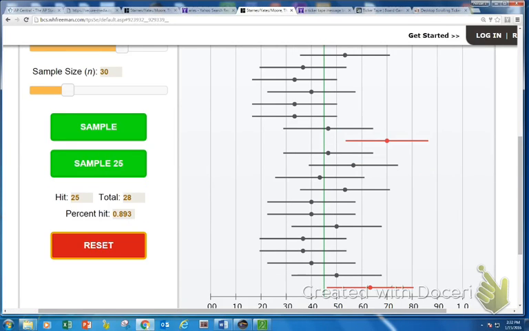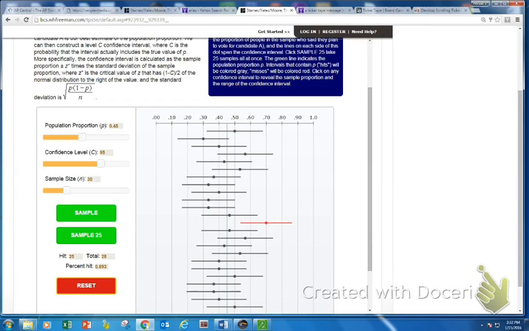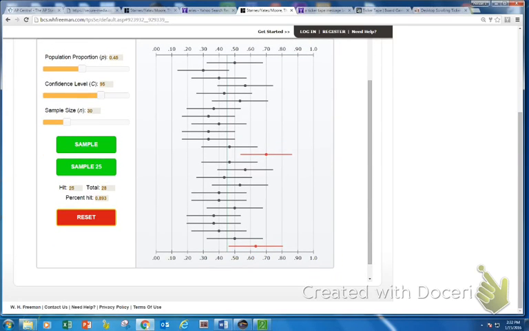As I try to shrink this a little so you can see the big picture, here it shows us, let's look at the terminology that we looked at today with the activity. We've got 25 out of 28 hits.